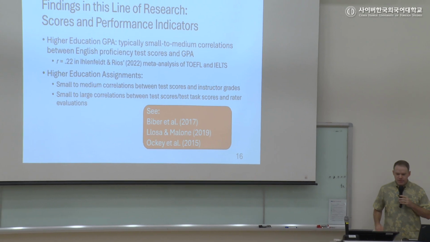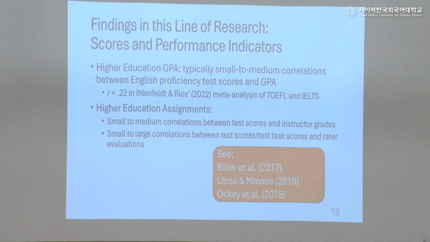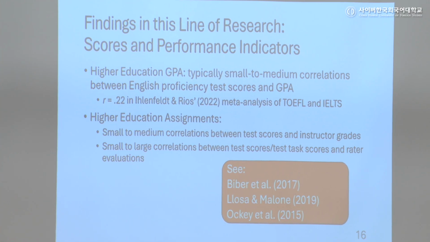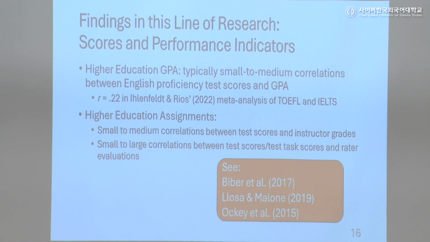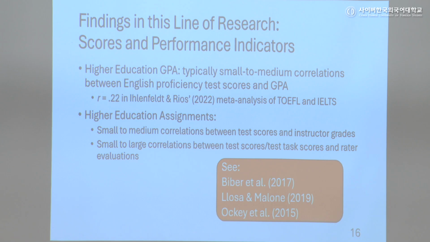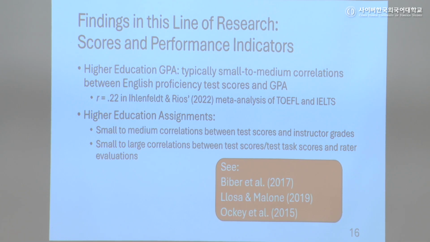So a little bit of what we found in terms of findings from other studies. With higher education GPA, if we're thinking about academic English proficiency tests, we typically see small to medium correlations between English proficiency test scores and GPA. In Ihlenfeldt and Rios' meta-analysis, which focused on TOEFL and IELTS, on average, the correlation between a TOEFL score or an IELTS score and grade point average in an American or British university is only about 0.2.